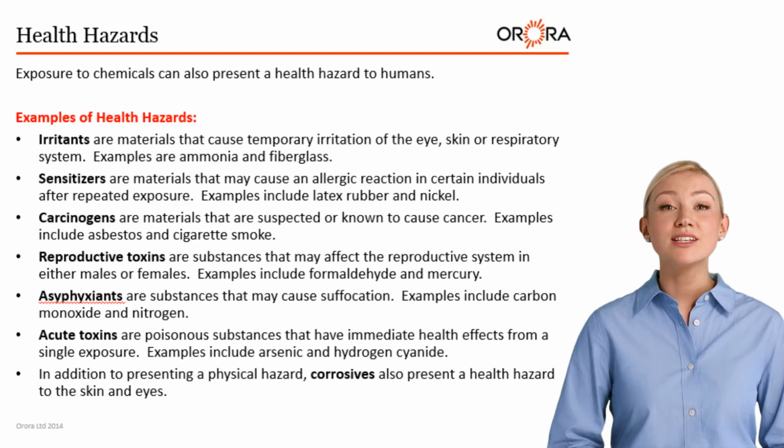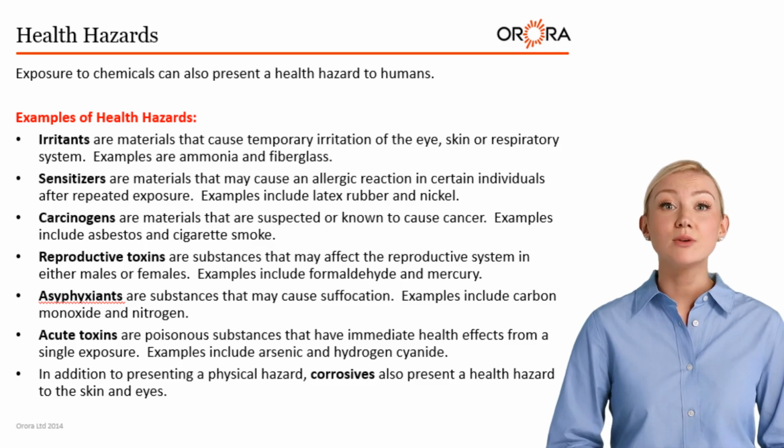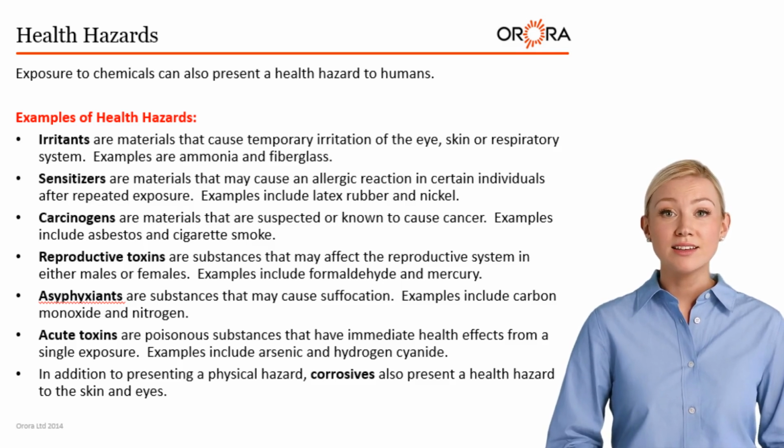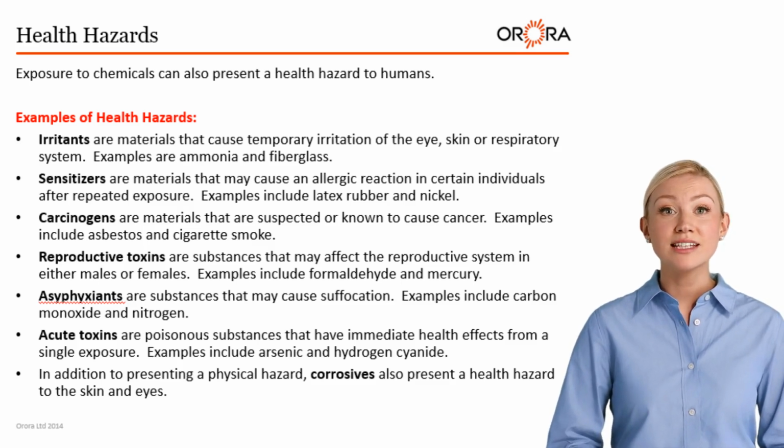Carcinogens are materials that are suspected or known to cause cancer. Examples include asbestos and cigarette smoke. Reproductive toxins are substances that may affect the reproductive system in either males or females. Examples include formaldehyde and mercury. Asphyxiants are substances that may cause suffocation. Examples include carbon monoxide and nitrogen.